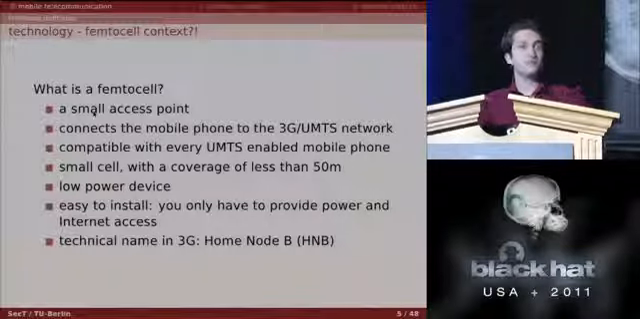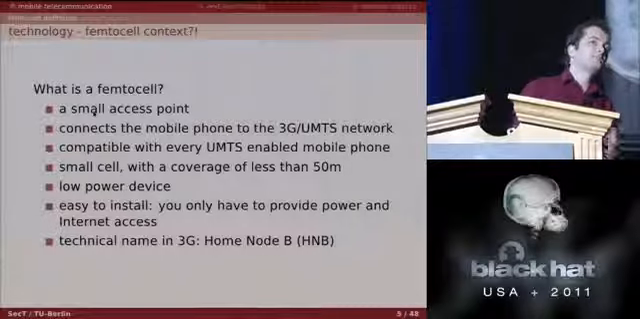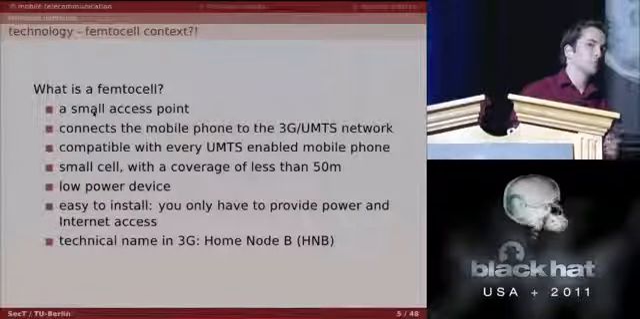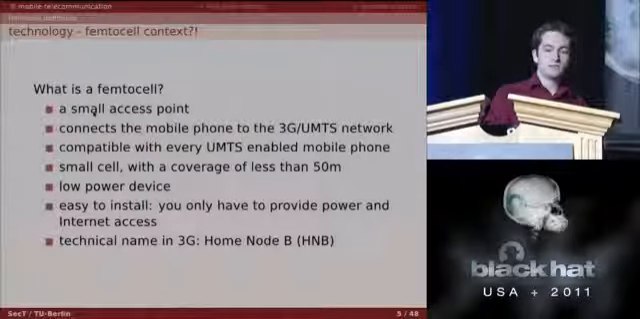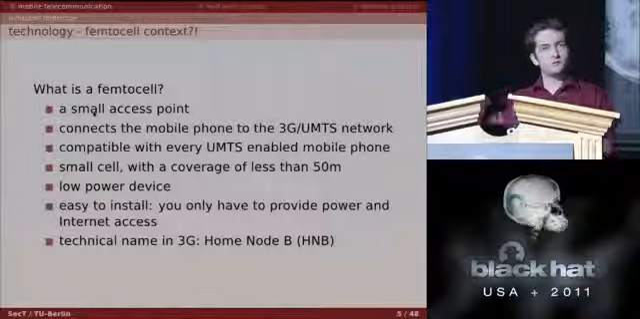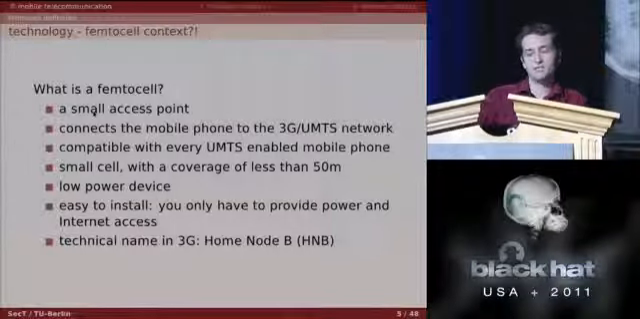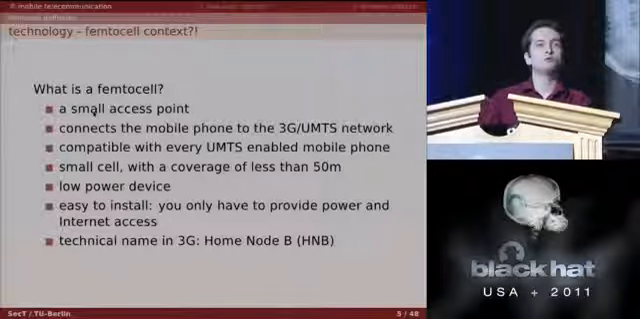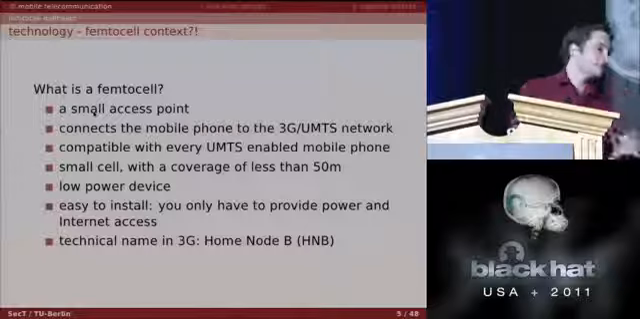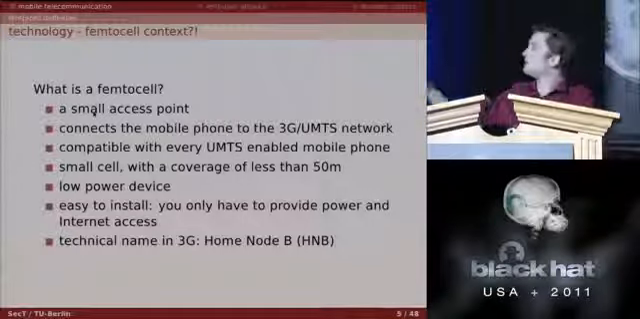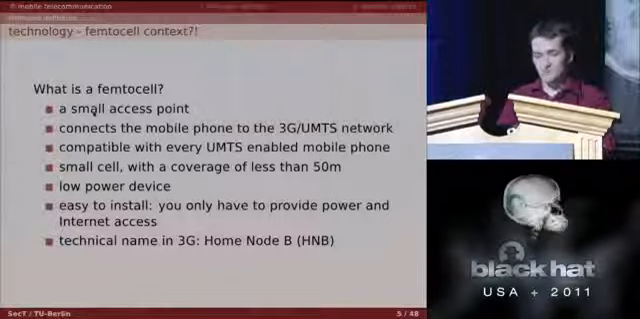Quite easy to install. The user buys it from the operator and installs it at home. So it just needs power and Ethernet, connected to the network, and the femtocell will automatically connect to the home operator. The technical name in 3G for femtocells is home node Bs. We've seen the node Bs, the big antenna. Home node Bs are the small antennas that we place at home. And this acronym, HNB, we'll use it in the diagrams because it's the technical name of it.